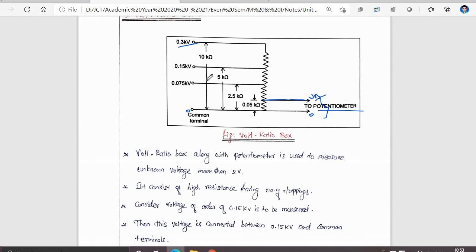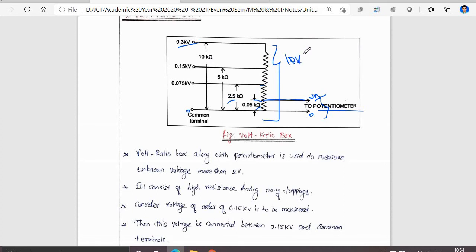Here we are taking multiple tappings. This is 0, and the resistance values are 0.05 kilo ohm, then 2.5 kilo ohm, then 5 kilo ohm, and the total is 10 kilo ohm resistance value. So the total resistance value is 10 kilo ohm.